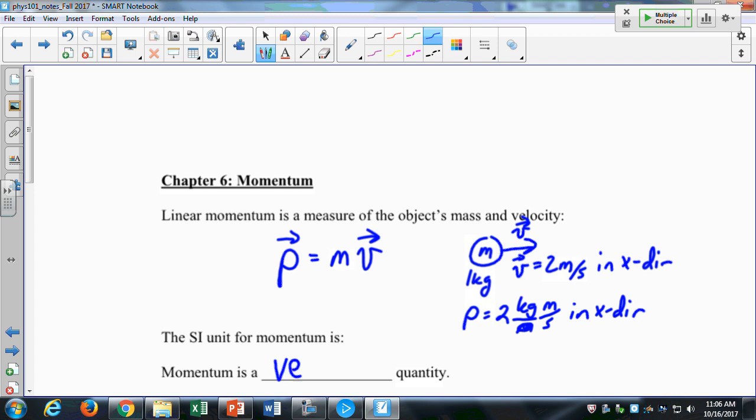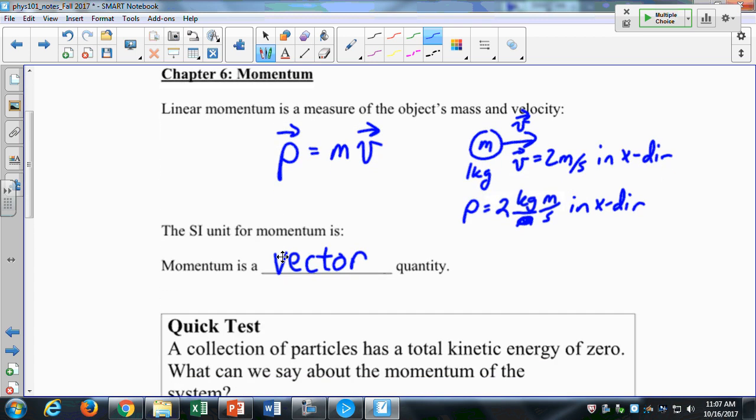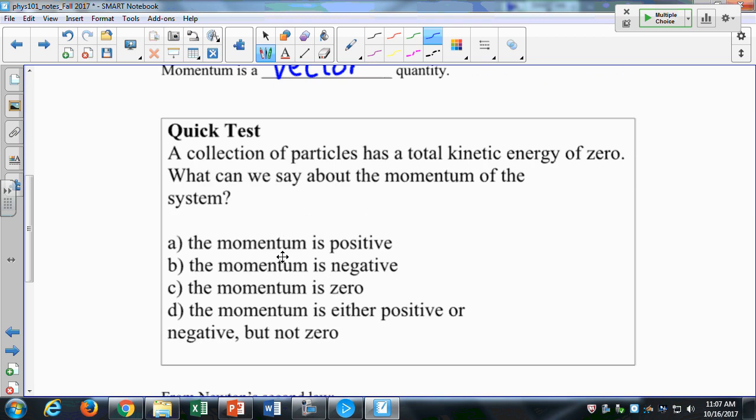So momentum is a vector quantity, not a scalar. It has both a magnitude and a direction. Okay, we'll come back to that. So remember, kinetic energy, on the other hand, we said was a scalar quantity.